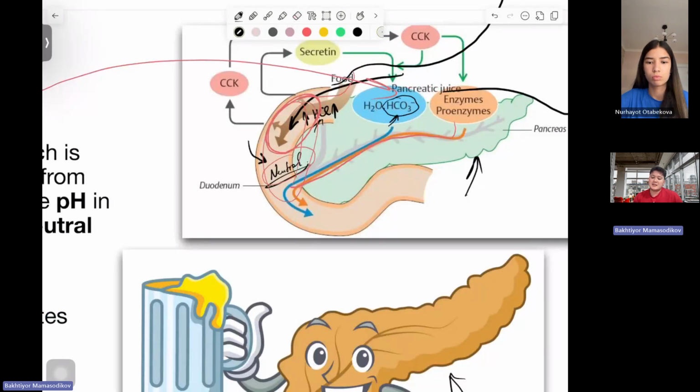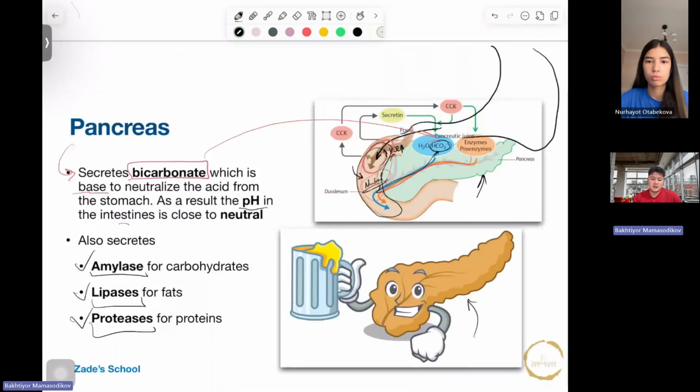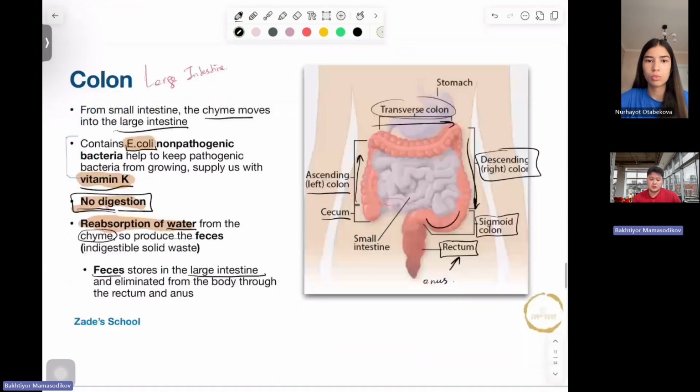Bicarbonate is synthesized to neutralize the duodenum, to neutralize the acidic environment which is coming from the stomach. The chyme is bringing with itself the stomach acid. It should be neutralized. For the neutralization, we need an alkaline. And this bicarbonate is an alkaline which goes to the duodenum to neutralize the chyme, not to harm the duodenum from the acid, okay? As a result, the pH in the intestines is always close to neutral, okay? I hope you understood.